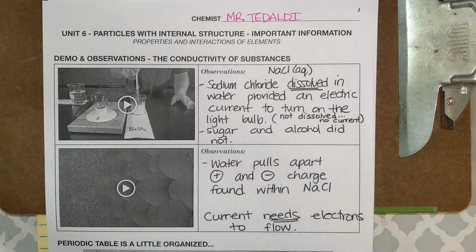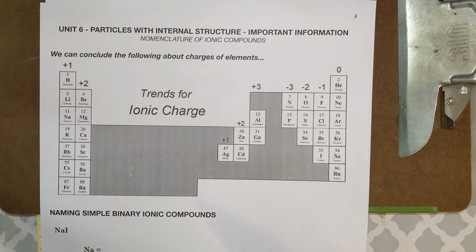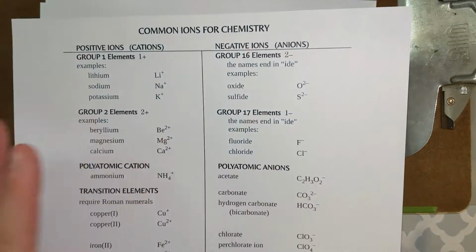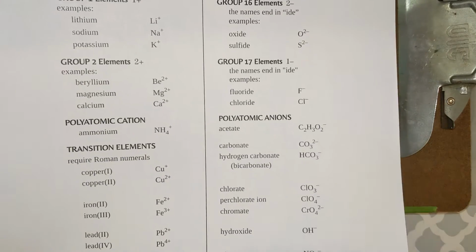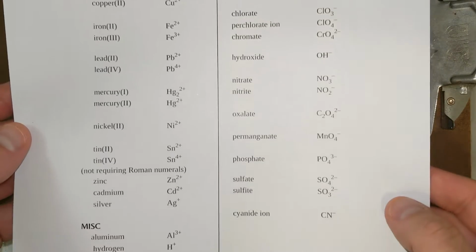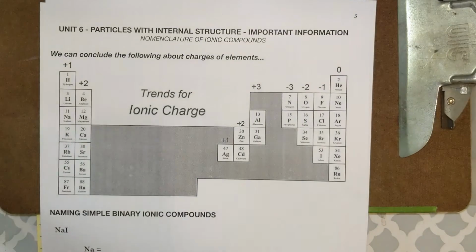Hey, Honors Chemistry. Now we're going to continue into our Unit 6 Important Information Notes, and we're going to start on page 5. There's a very useful handout that you're going to want to use for the next couple of days in class, and it's our common ions for chemistry. We're going to be using this for the rest of this unit.